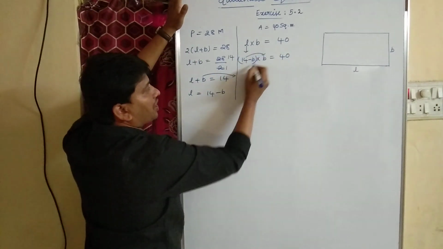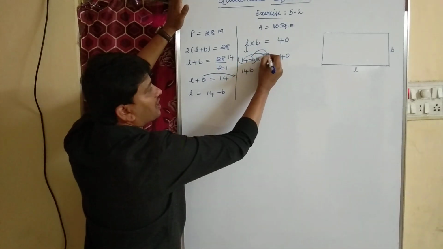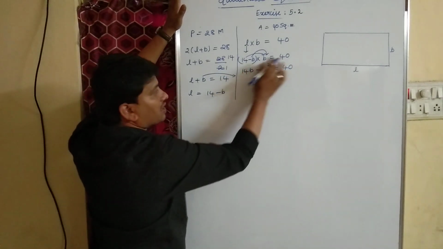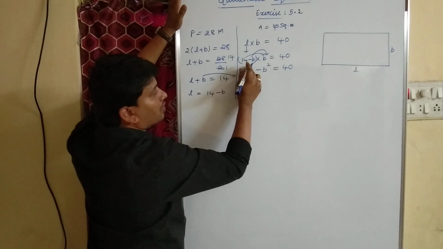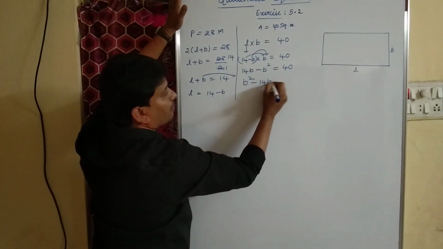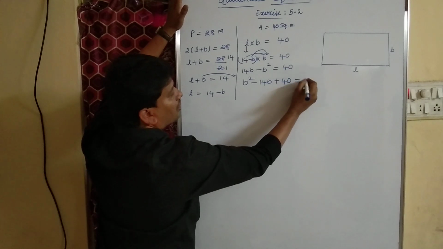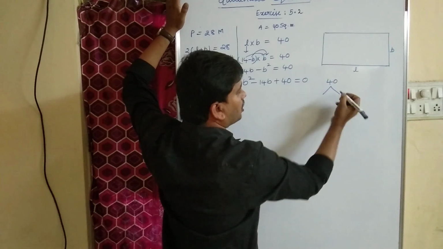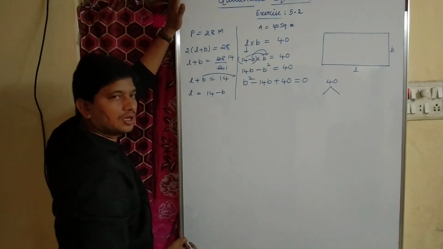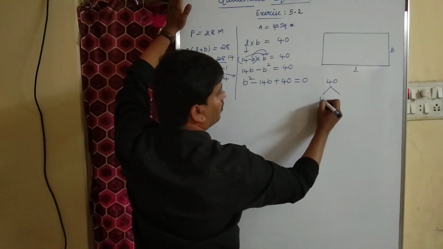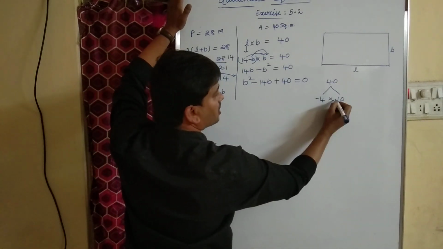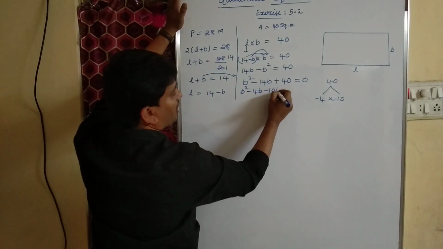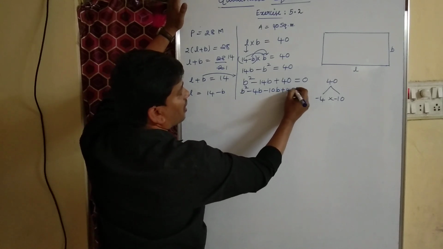So children, 14 into B, 14B minus B into B, minus B square equal to 40. Minus B square you transpose, plus B square; 14B you transpose, minus 14B. Already we have here plus 40 equal to 0. Okay, as the constant is 40, what are the possible factors of 40? 10 4s are 40, right? 4 into 10. So I mean minus 4, minus 10. So B square minus 14B I can write as B square minus 4B minus 10B plus 40 equal to 0.